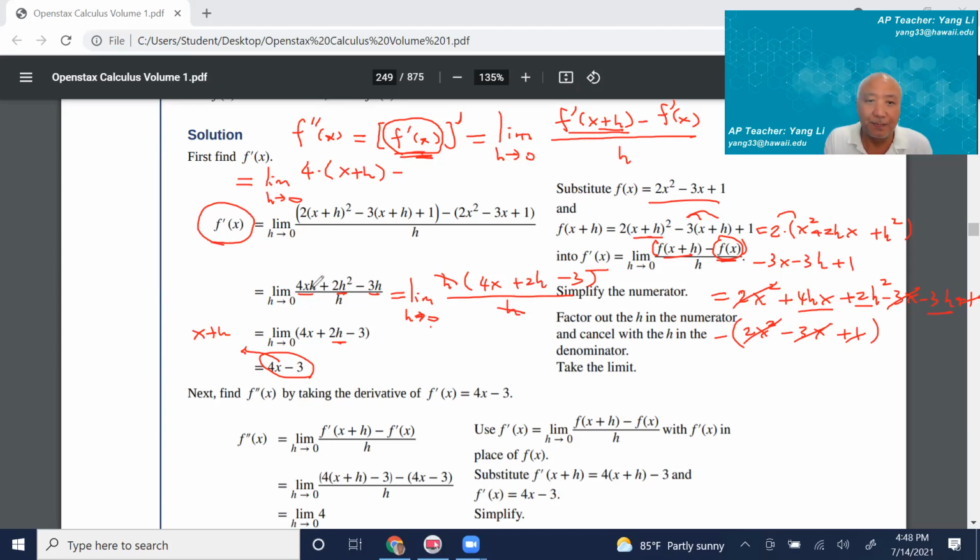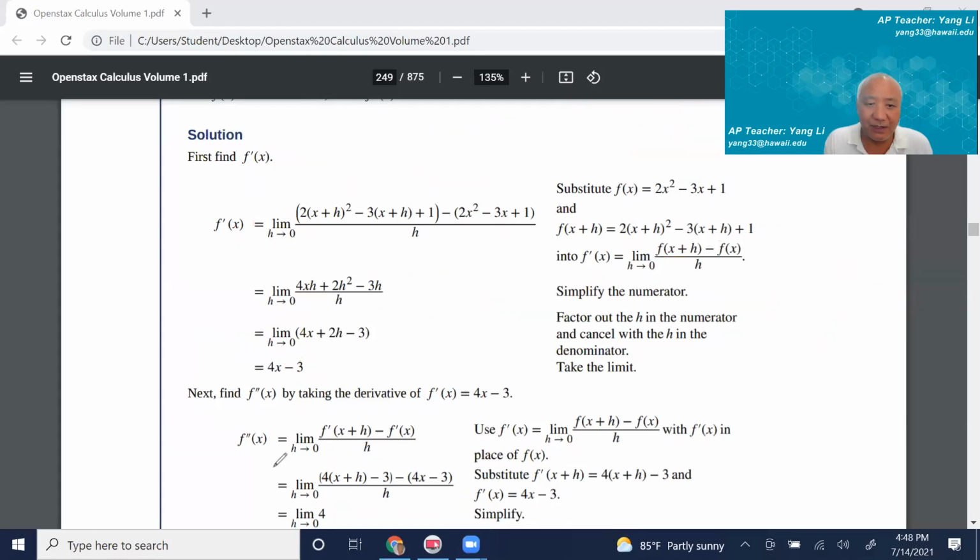So this is minus 3, right? And then this is this part. And I'm gonna minus parenthesis 4x minus 3 over h. That's what they got here. See that? And then the rest of them will be easier. We just keep going from here, okay? From here, I'm going to erase this one first. And then we're going to start from here now.